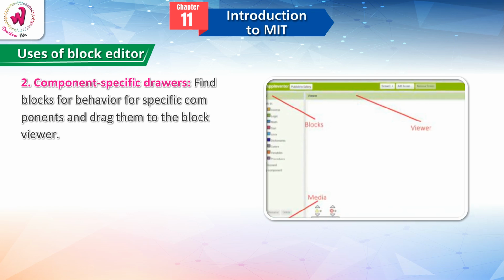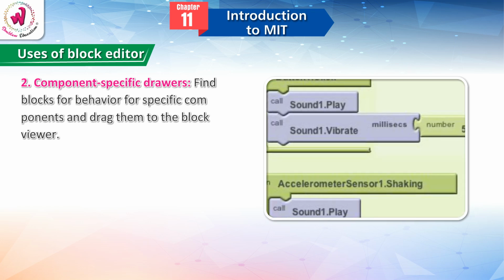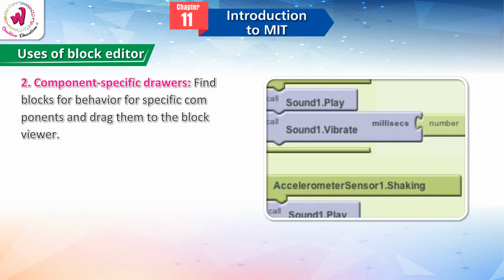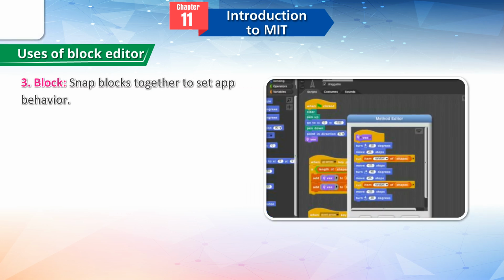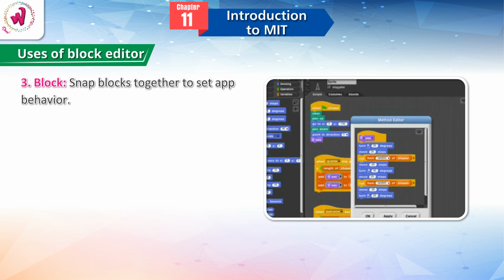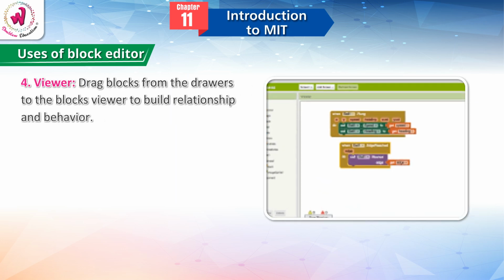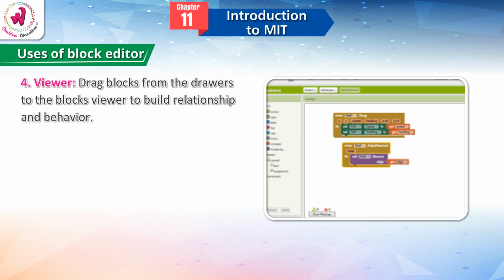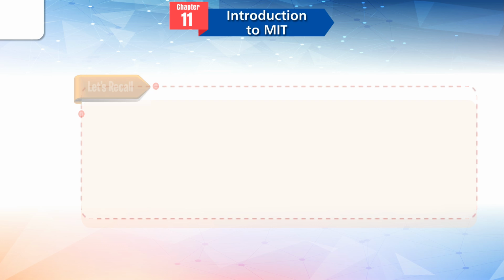2. Component-specific drawers. Find blocks for behavior for specific components and drag them to the block viewer. 3. Block. Snap blocks together to set app behavior. 4. Viewer. Drag blocks from the drawers to the blocks viewer to build relationship and behavior.